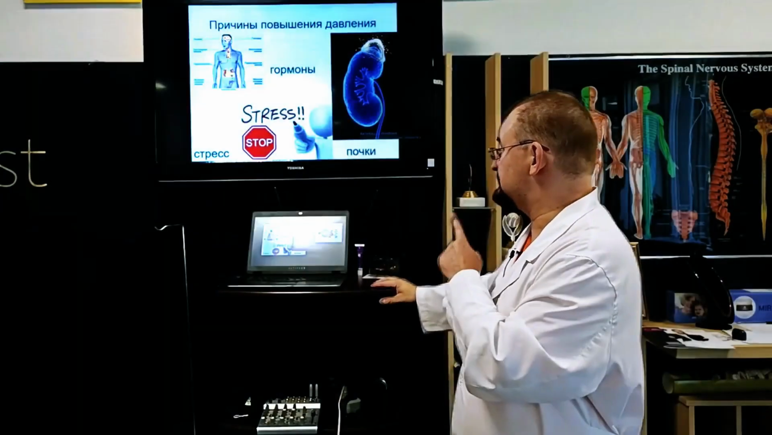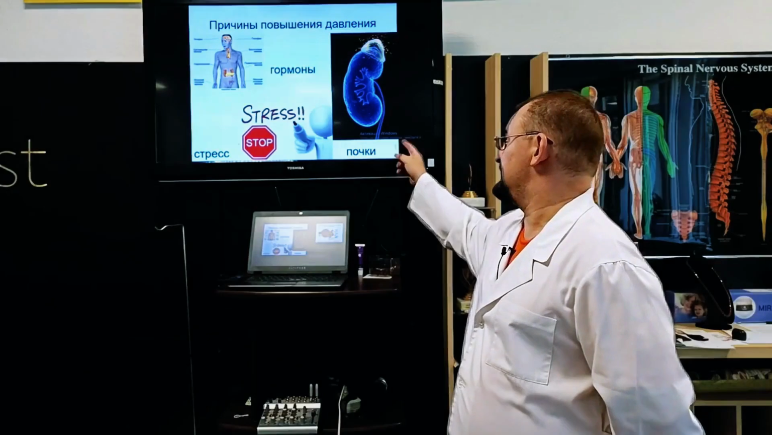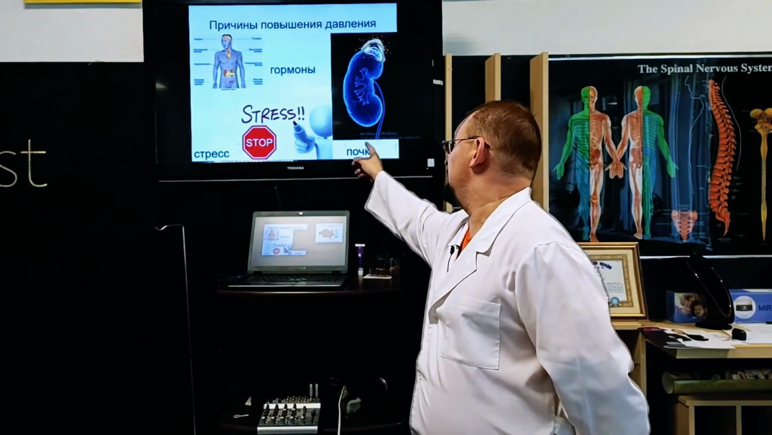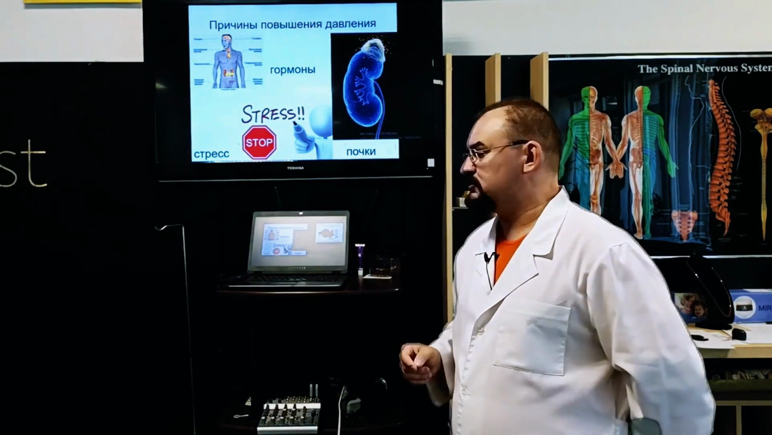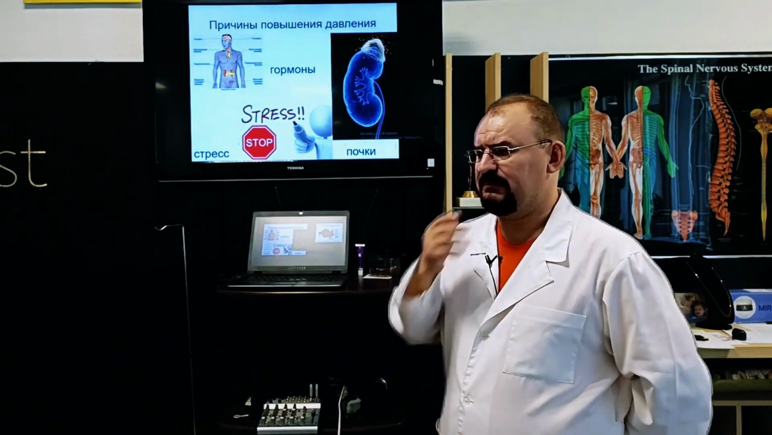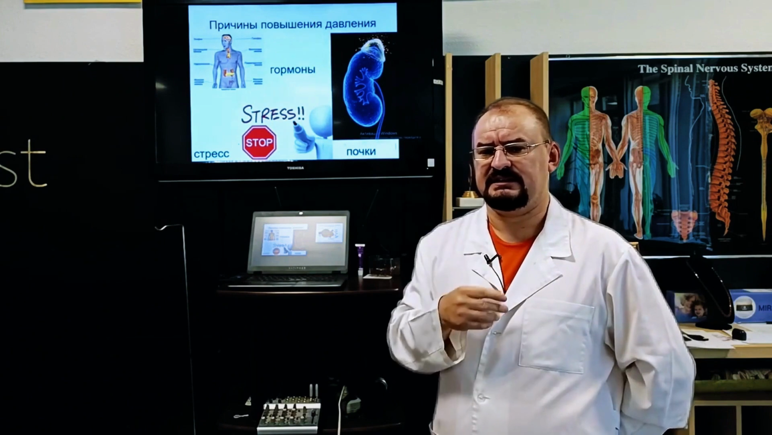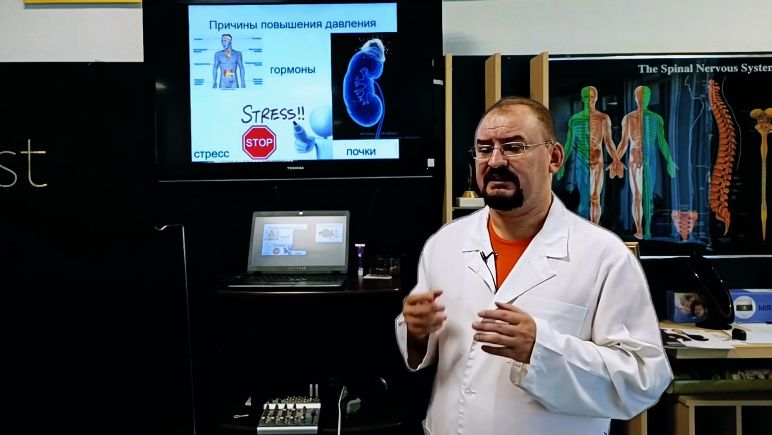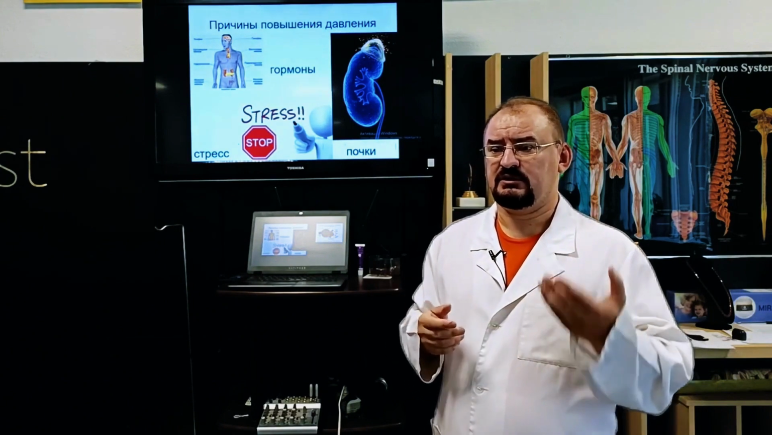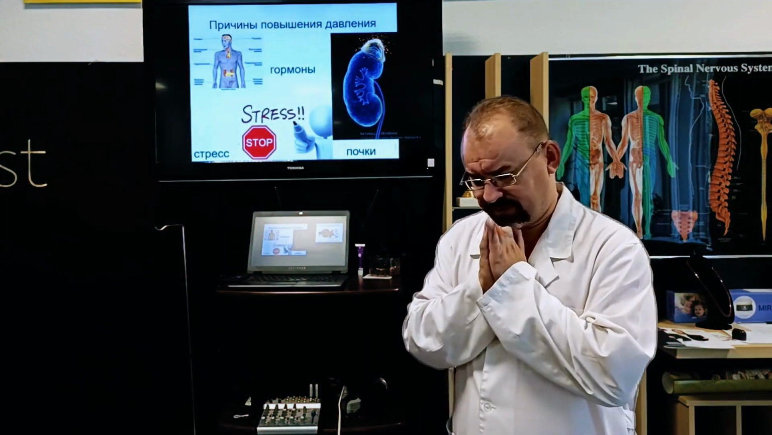But in most cases, the main cause of high blood pressure is poor functioning of our kidneys. And why is that? Why does their poor functioning cause high blood pressure? There are two factors involved. The first factor is that when the kidneys don't work well, they don't effectively cleanse the blood of salts.